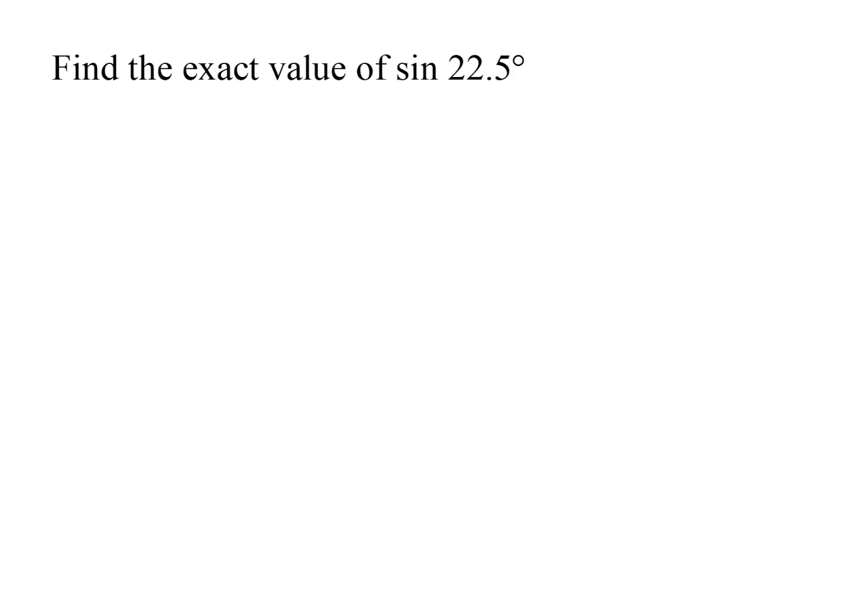So we want to find the exact value of sine 22.5. We know it's going to be a unit circle value, and that's pretty easy. When you see the 0.5, think half angle formula. If I doubled this 22.5, I would get 45. So this is equal to the sine of 45 degrees over 2.